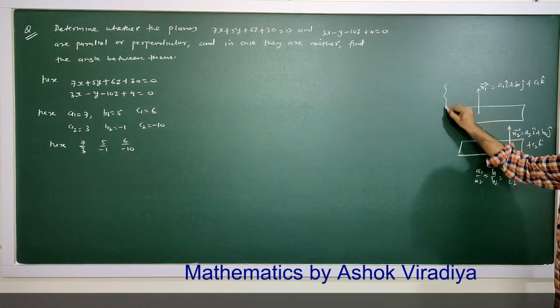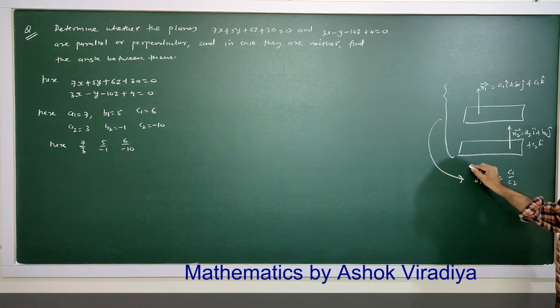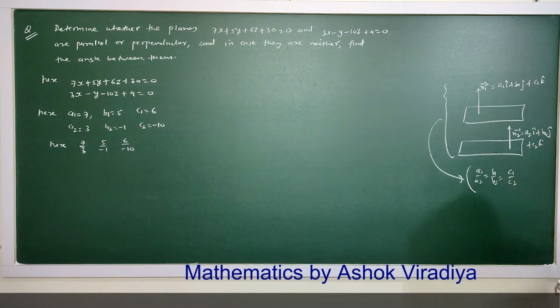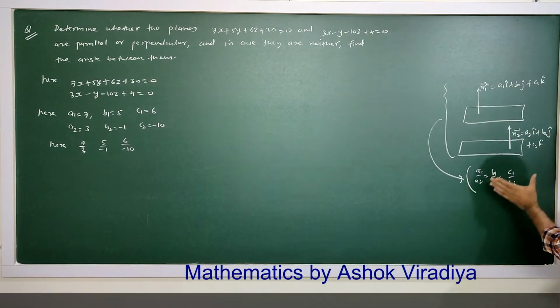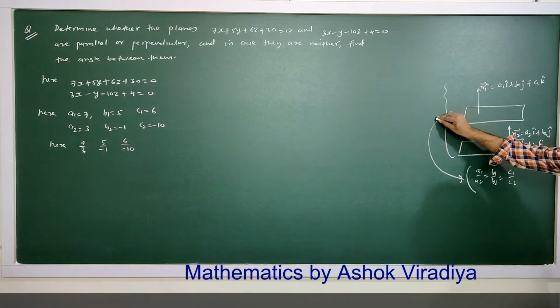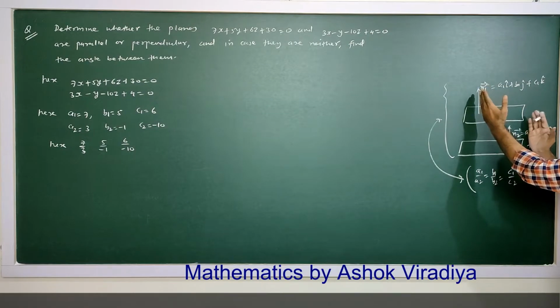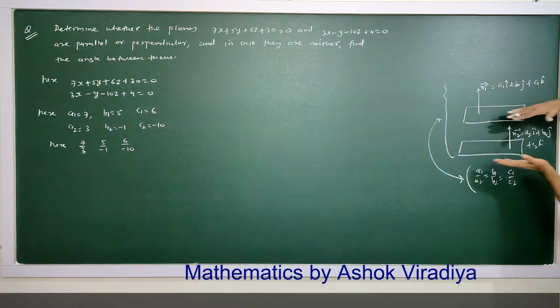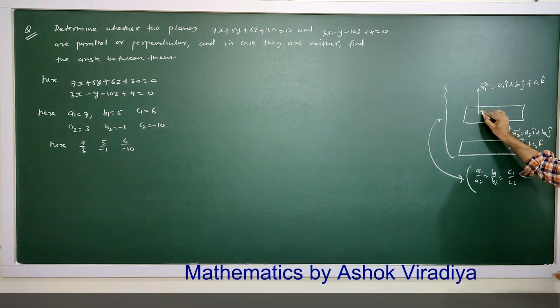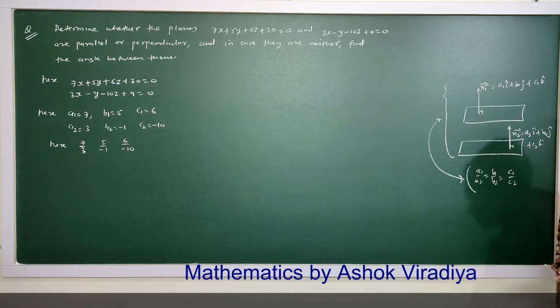So in this case, this happens. Two vectors are parallel, then their direction ratios are in proportion. If direction ratios are in proportion, then two vectors are parallel, and normals are parallel, that is planes are parallel, because these are perpendicular vectors.